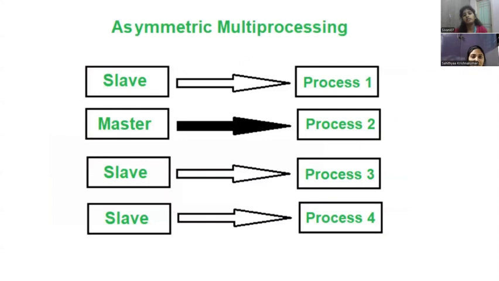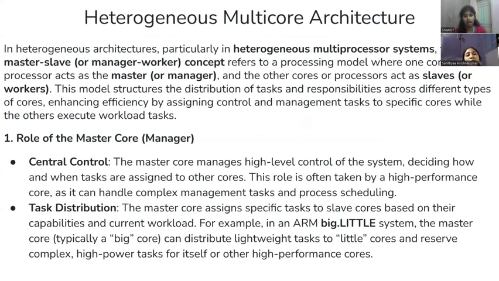In heterogeneous multi-core architecture, it works upon the master slave concept, which means that in a heterogeneous multiprocessor, the master slave concept is a model designed to efficiently manage and execute tasks using cores with different capabilities. In this model, there's a division of roles between the cores, with one acting as the master core and others acting as the slave cores. Here we can look into the central role of the master core, which we can assume as the manager. Here the central control is the master core.